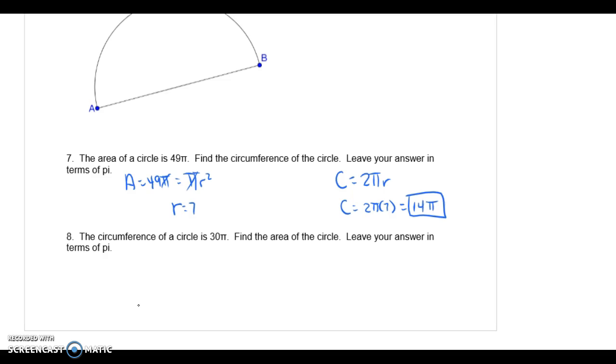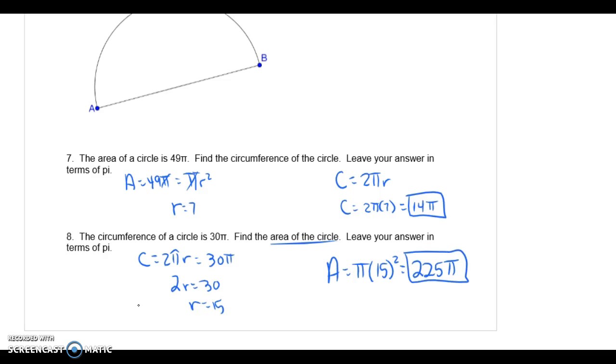And number 8, if I work backwards from the circumference, now we know that 2 pi r is 30 pi. So the pi's, again, cancel out. And so I have 2r equals 30. My radius would be 15. So when I'm finding the area of the circle, I take 15 squared, that's 225. And so it's 225 pi for my answer. So again, area of a circle, pi r squared, circumference of a circle, 2 pi r. We're going to use different applications of those formulas to calculate the area and circumference.